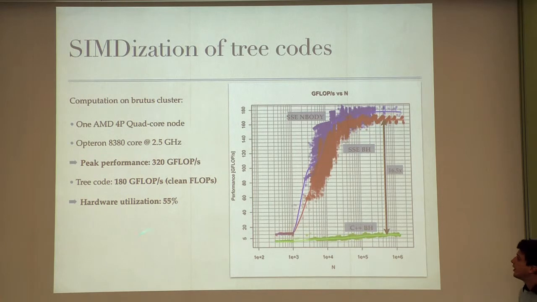Here we are considering a Brutus node, an AMD Opteron at 2.5 gigahertz with a nominal peak performance of 320 gigaflops. We had to solve a Poisson problem, and the implementation is able to reach approximately 180 gigaflops, which means we reach about 55% of the nominal peak performance. And this was without counting the intrinsics that we use for shuffle operations and logical operations.